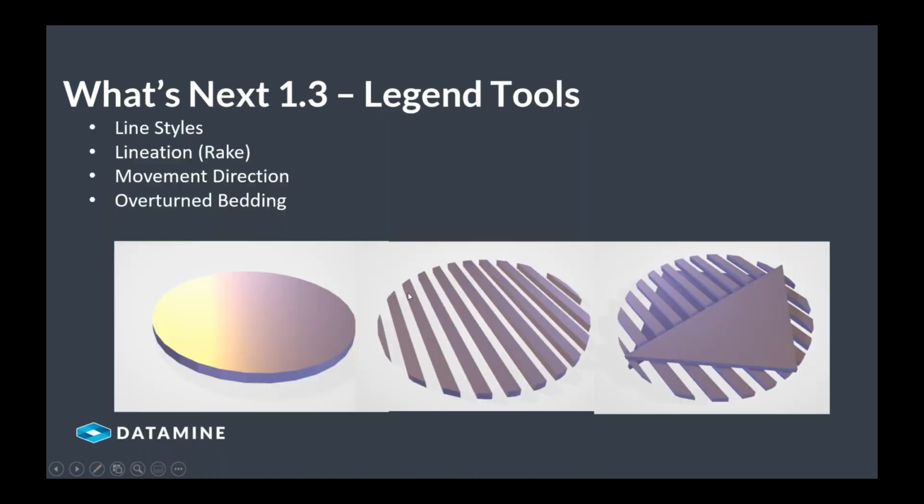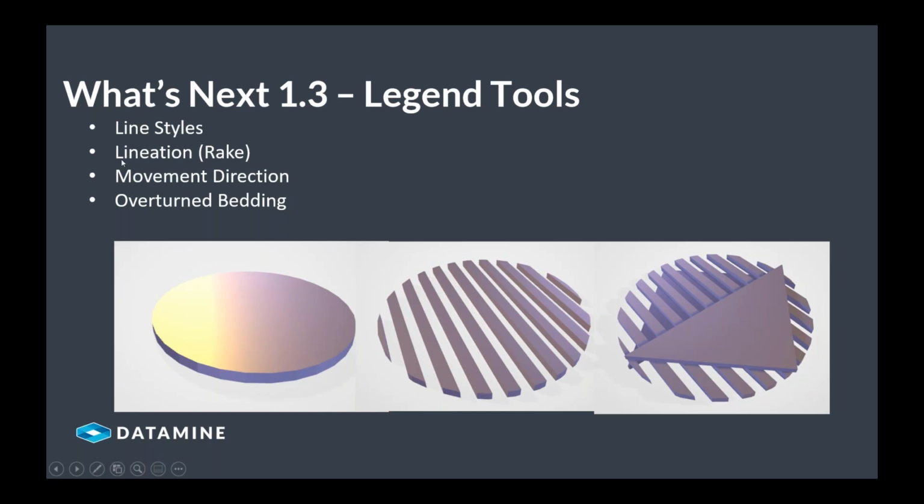Okay. Other things, again, still integrating with the mobile stuff and field collection. So with the legend tools, we're going to put in line styles. So if you're looking at 2D line styles for anticlines or synclines or normal faults or thrust faults, you'll be able to do that nice and easily.